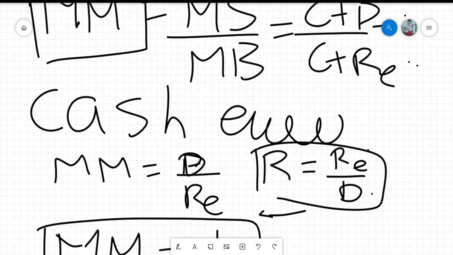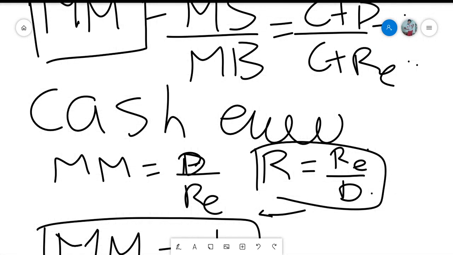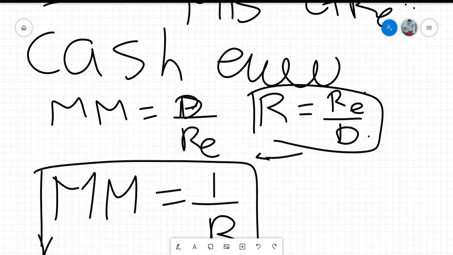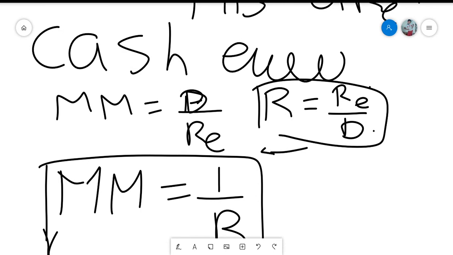So forget cash, so that's just D over RE. And you have to remember that reserve ratio is reserves over deposits, so when you replace it in, you get money multiplier equals 1 over reserve ratio. That's going to come in handy because there are a lot of questions where they might ask stuff like that.